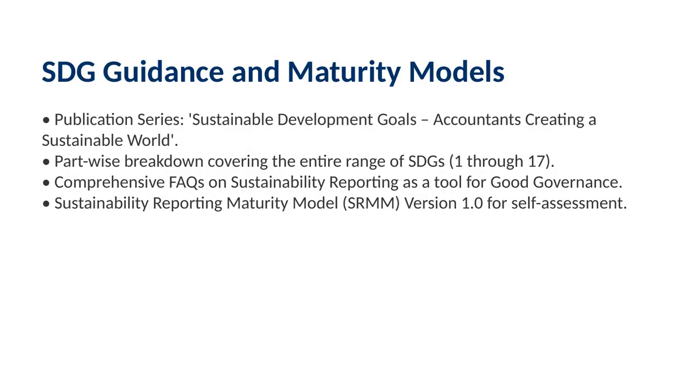And most importantly, they've released a series of guides titled Sustainable Development Goals, Accountants Creating a Sustainable World. These guides are broken down into parts, covering the various SDGs, starting from the first part which covers SDGs 1 through 5, and continuing through the subsequent parts that cover SDGs 6 to 11, and eventually spanning the entire range from SDG 1 to 17. They've also provided a set of FAQs on sustainability reporting, which they describe as the heart of good governance, and introduced the Sustainability Reporting Maturity Model, or SRMM, version 1.0.